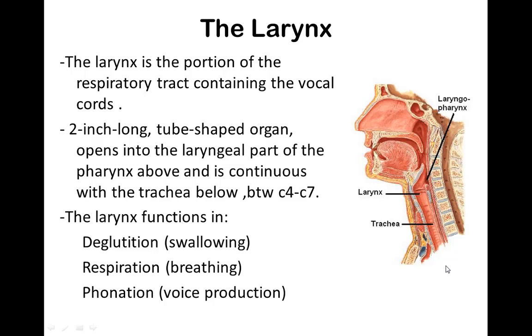It's about a 2-inch tube and opens into the laryngeal part of the pharynx above, and it continues with the trachea below. As you can see here, it lies between C4 and C7. So here is C1, C2, C3, C4, 5, 6, C7. So it lies from C4, this is the epiglottis, till the level of C7. Its function is swallowing and breathing and voice production.